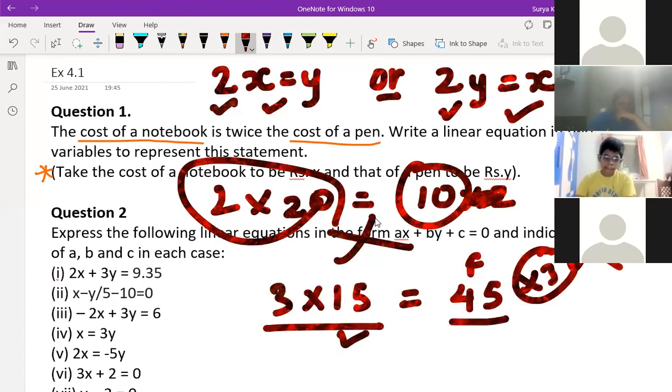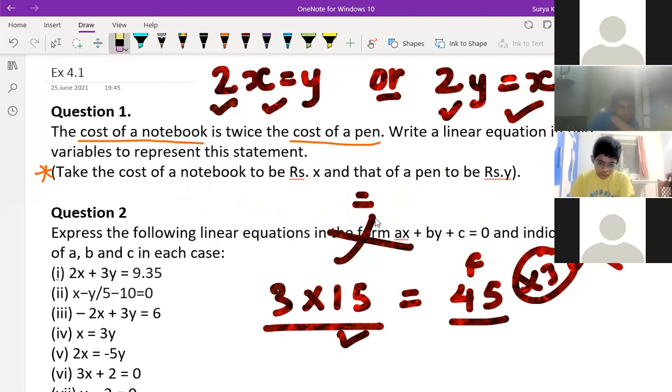Yes, sir. We can take our father's age as x, sir, and our age as y, sir. And x divided by 3 is equal to y.